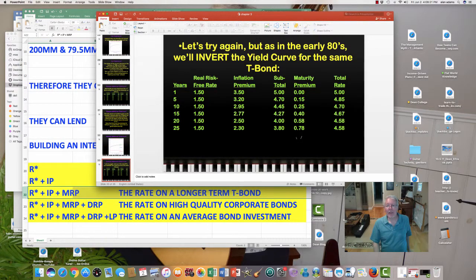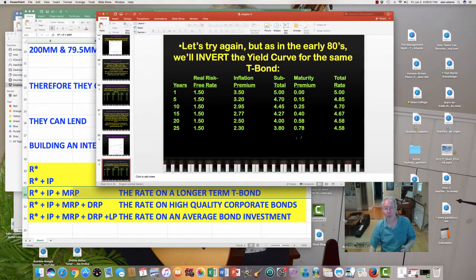Finally, in the late 70s and early 80s, the yield curve inverted. Why? Because inflation was incredibly, drastically high. Everyone knew it couldn't stay that way, but in the short term, it was there. It was what it was. So I did the same curve for you, friends, with the real risk-free rate staying where it is. Inflation, I dropped. You will notice everyone said inflation can't stay where it is. Subtotal, maturity premium, I kept the same. So the only thing I changed in this scenario is the inflation premium, which is going to decelerate.